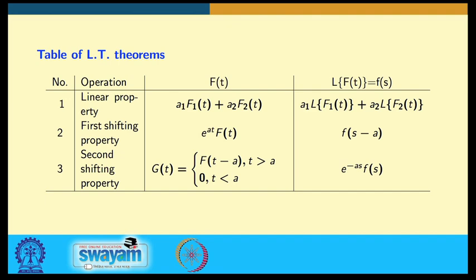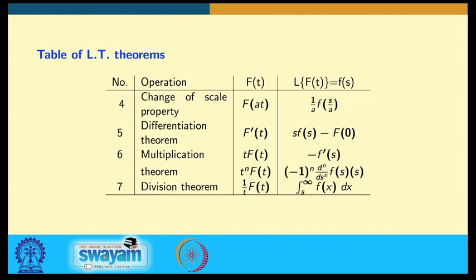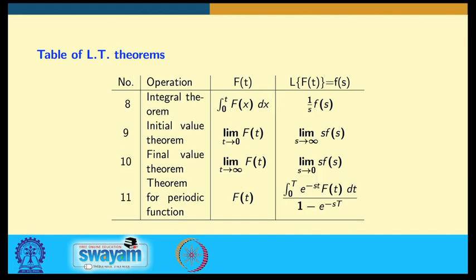If my g t is f of t minus a for t greater than a, and 0 otherwise, then the Laplace transform of g t is e power minus a s into f s. The Laplace transform of f of a t is 1 by a into f of s by a. Similarly, the other ones, the Laplace transform of t f t and of t to the power n into f t. And in this slide also, the division of the function by t, which we did. Then we have the integral theorem, that is the integral from 0 to t of f x dx, whose Laplace transform is 1 by s into f s.